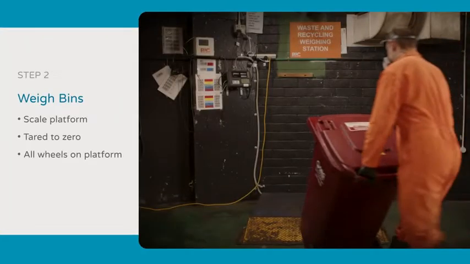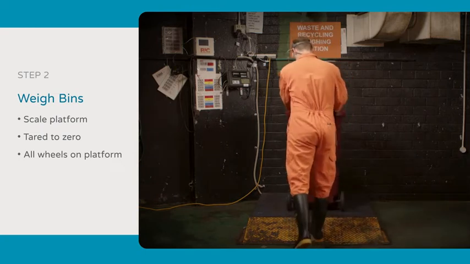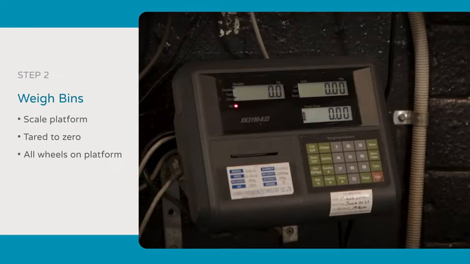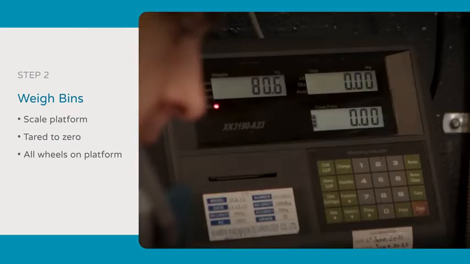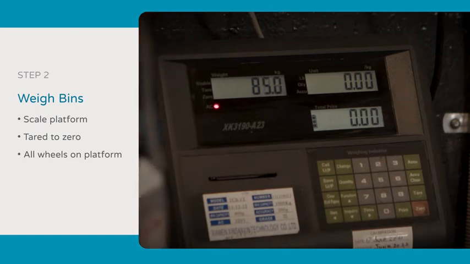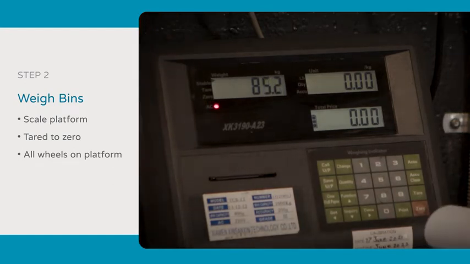Check that the scale platform is not touching the wall or ramp and that the scales have been properly tared to zero. Place the bin on the scales correctly with all wheels on the platform. Ensure that the bin is not leaning on anything and that no one is touching the bin before taking each measurement.